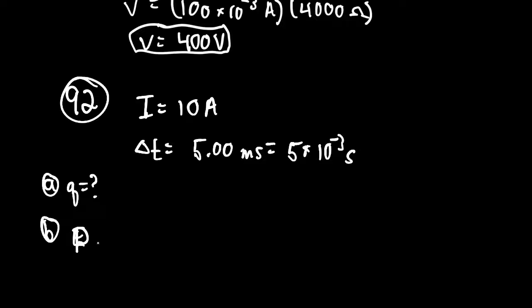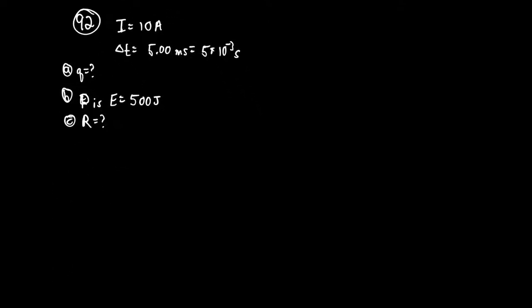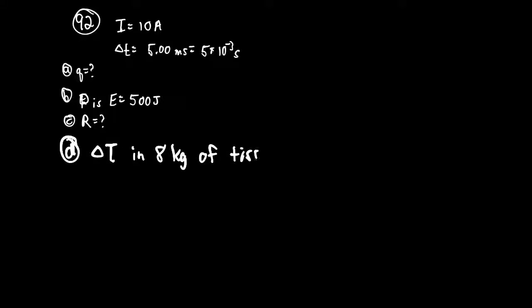So energy, find P if E equals 500 joules. Part C, what was the path's resistance? And part D is find the temperature increase caused in 8 kilograms of affected tissue. All right, this is a test of if I can do physics, because I have not looked at this problem in years.